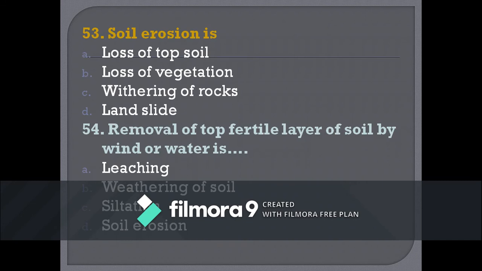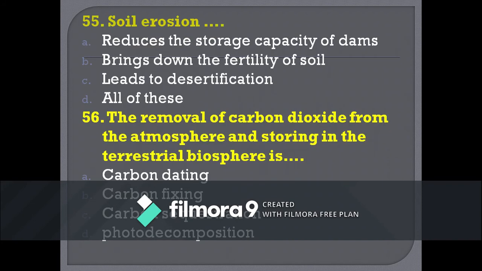Question number 53. Soil erosion is loss of topsoil, loss of vegetation, withering of rocks, landslides. So the right answer is loss of topsoil here. Question number 54. Removal of top fertile layer of soil by wind or water is called, of course, soil erosion. Question number 55. Soil erosion reduces the storage capacity of dams, brings down the fertility of soil, leads to desertification. So all of these will be the right answer.